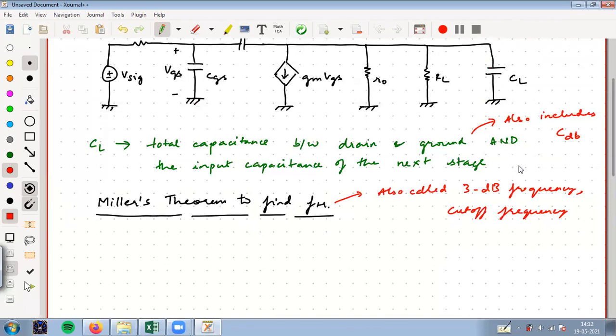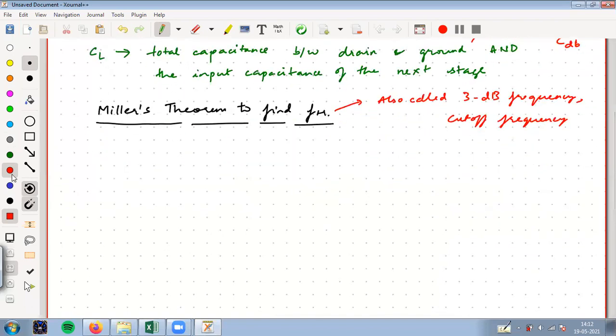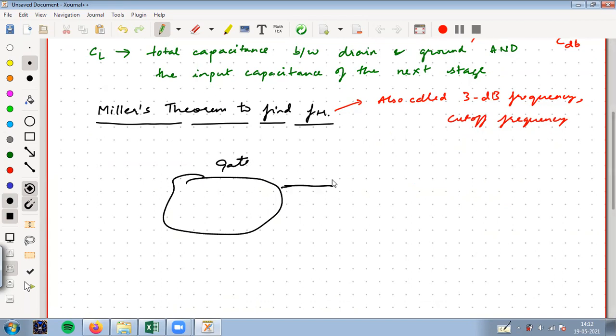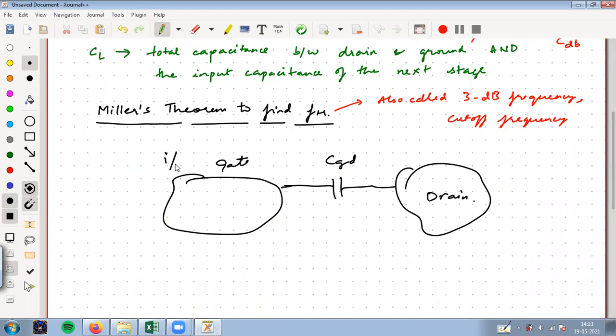So what I do is I'll draw the rough figure first. This is the source side. This is the gate side. You have a CGD which is connecting like this. This is the drain side. According to Miller's theorem, I have to separate input and output. This is the input side, this is the output side. All this is common source, so obviously the gate will be the input side and the drain will be the output side. What Miller's theorem does is it will try to isolate the input side and the output side.